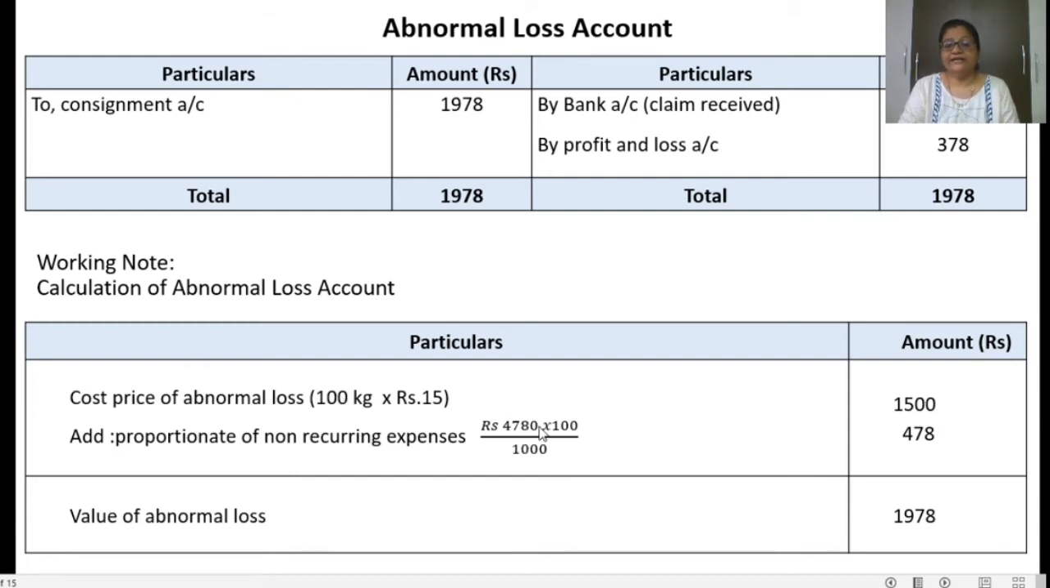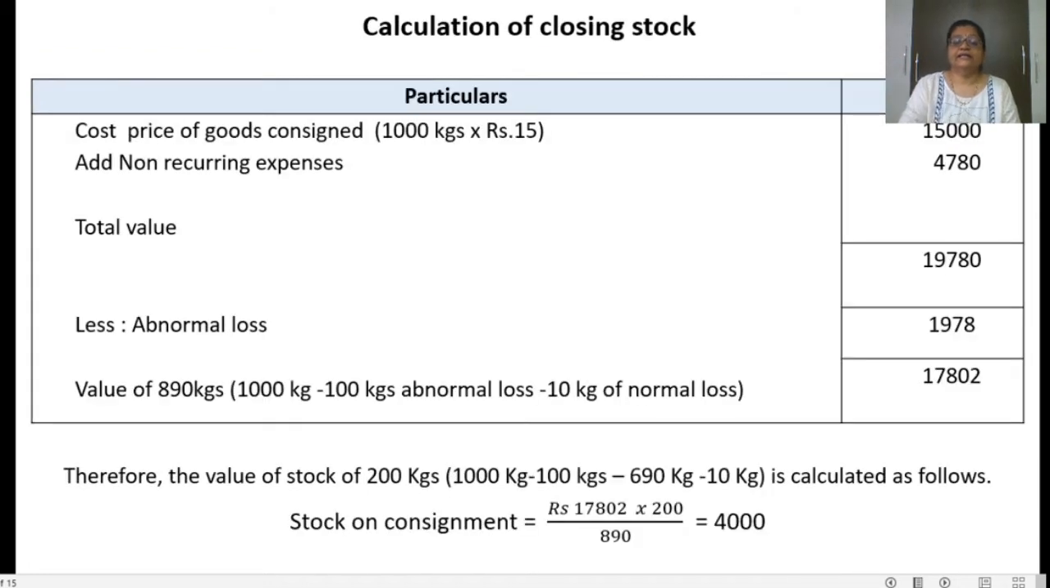Okay, for 100 kg it is into 100 divided by 1000. Then it comes to 478. So once you add proportionate expenses to the cost of abnormal loss, you will get the value of abnormal loss as 1,978. Then in the same way you are going to calculate the closing stock as well.